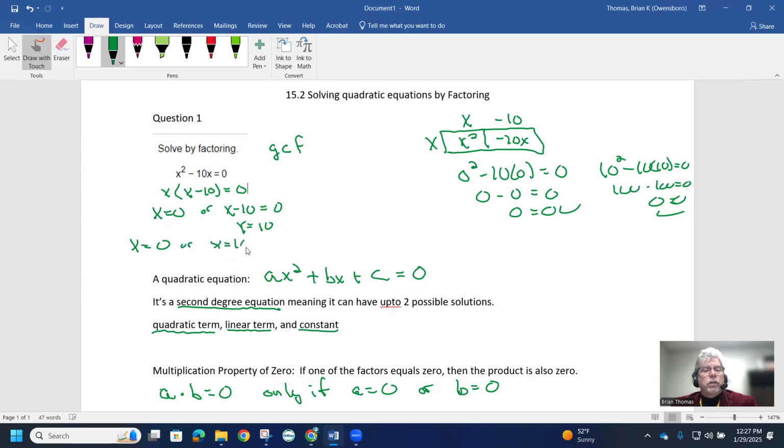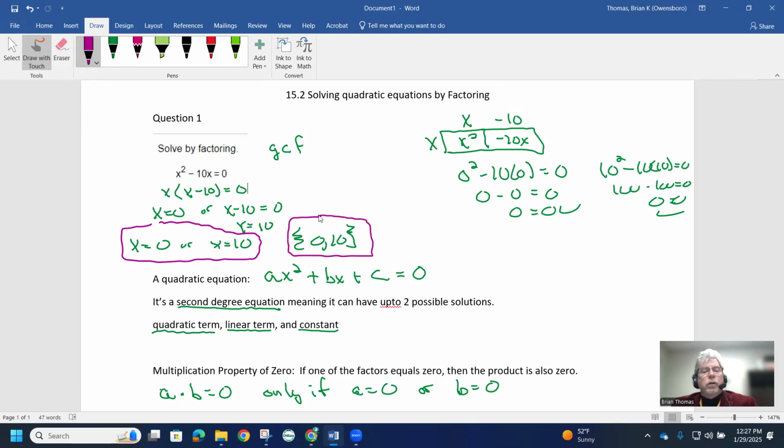That would be my solution. As a solution set, we can write this as 0 and 10 would be my two solutions. I can also use set notation, so your answer could be expressed in this form. Those are your solutions. Or sometimes the book wants a solution set, so we only put the solutions inside what's called the set notation, the braces.